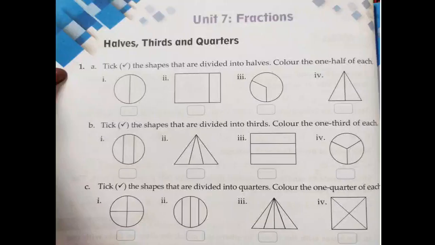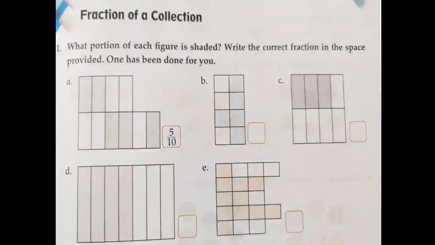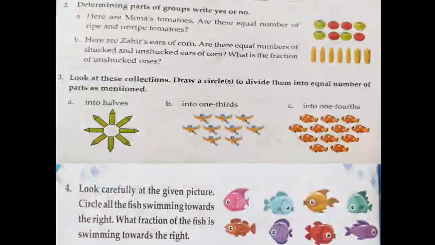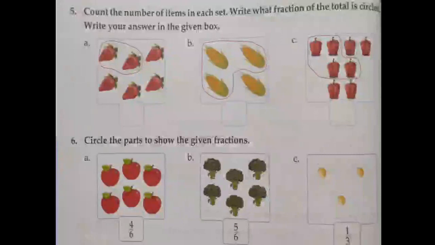Let's see what we are going to do in today's class. We will start with this: we have to take the shapes that are divided into halves and color the 1/2 of each. After that we will write the fraction of the shaded picture. Then we will do these problems. After that we will do number 5 and number 6. Number 5 is count the number of items in each set, and write the fraction of the circled ones. Next, in number 6, the fraction is given and you have to circle the parts to show the given fraction.